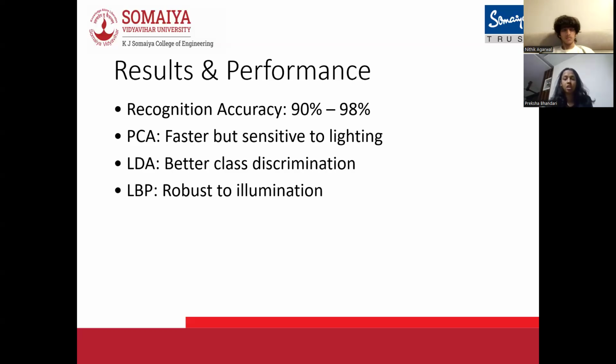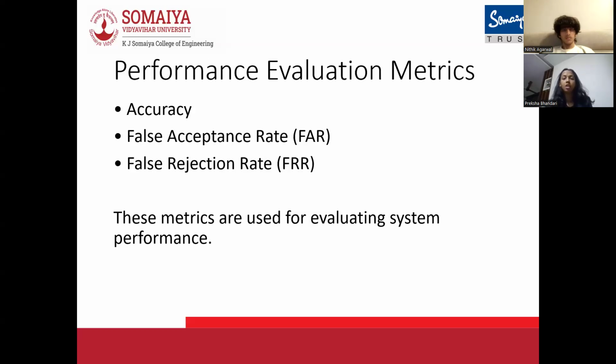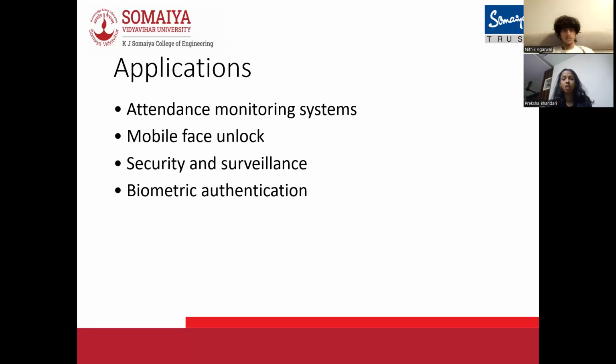Performance metrics. We evaluated the system using accuracy, FAR, that is false acceptance rate, and FRR, false rejection rate. These metrics measure the reliability and security of the recognition systems. Applications. Face recognition systems are widely used in attendance monitoring systems, mobile face unlock, security and surveillance, and biometric authentication. These are some examples.